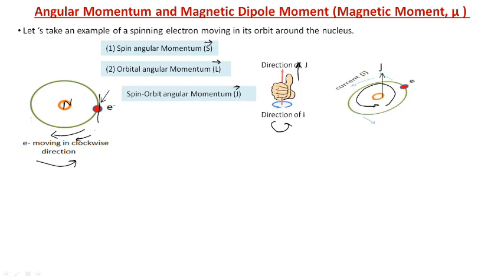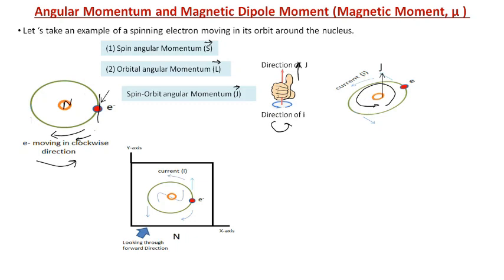Before discussing the magnetic dipole moment, we must understand the origin of the magnetic dipole. How does this magnetic dipole get created? Magnetic dipole means a charged particle is having two different poles. One is the north pole and the second one is the south pole. To understand the origin of this magnetic dipole, let us consider this picture.